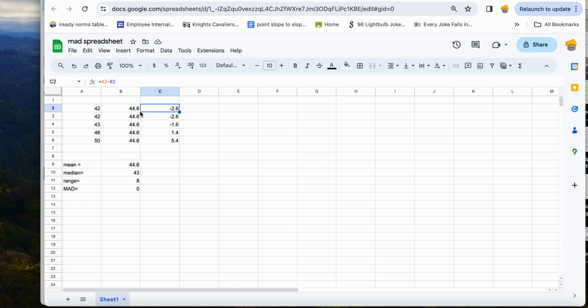But here's the thing. One way to fix this is to take the ABS, the absolute value. That means I don't care if it's positive or negative. Give me the positive value, how big it is. We're going to learn about that as time goes on. So now I take that, and you see that the mean absolute deviation got fixed, 2.72. That's a measure of how spread out the values are. I know my average is 44.6, but how spread out are the values?